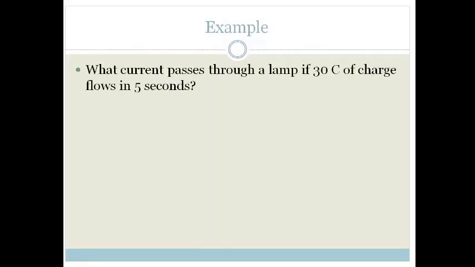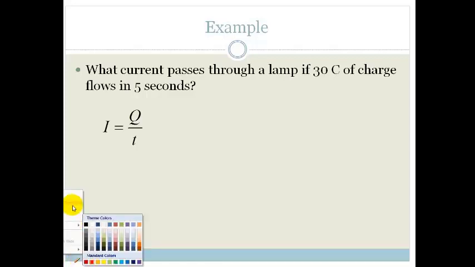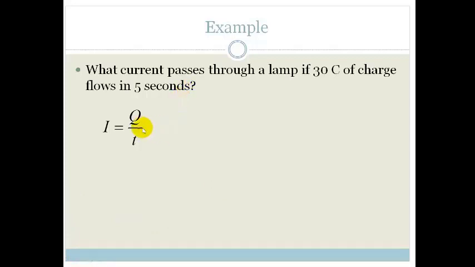So let's look at an example. What current passes through a lamp if 30 coulombs of charge flows in 5 seconds? If we use the equation I is equal to Q over T, then what are we going to get? Our Q is 30 coulombs, so that is going to be 30. Our time is conveniently already in seconds, so it's 30 divided by 5, which is 6 amperes. So that's a nice easy example here.